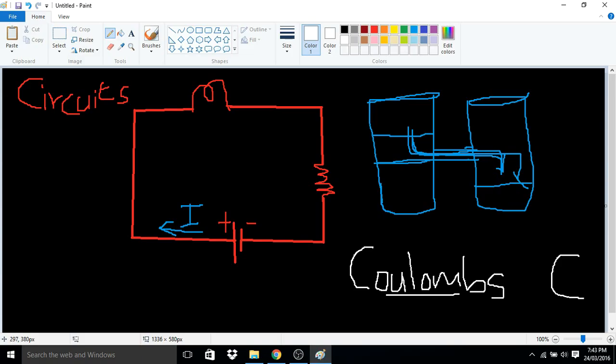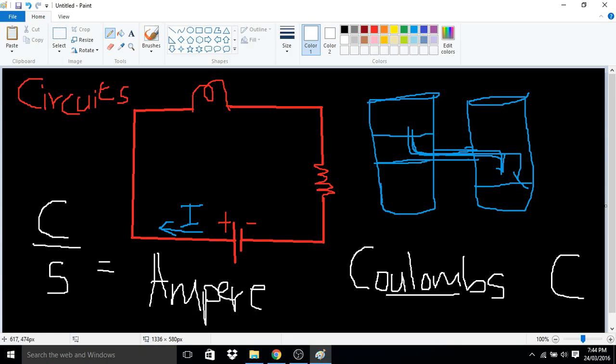And now what is the unit of current? Because the unit of charge is coulombs and current is the rate of flow of charge, we need to divide this by time. And what is the unit of time? The unit of time is second. So the unit of current is coulombs per second, or as we call it, amperes. The unit of current is amperes or amps, as some people call it. But the unit of current is amperes, and amperes is nothing but coulombs per second, right?